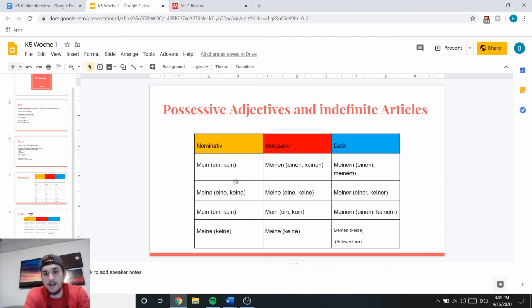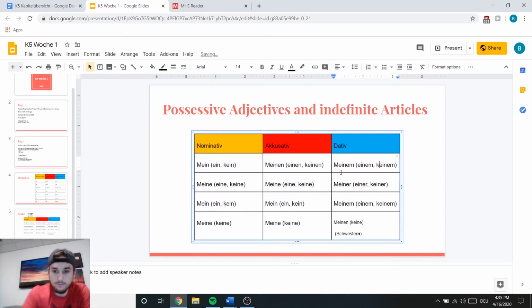Ja, so mein, ein, kein, meinen, einen, keinen, meinem, einem, keinem. Also das soll keinen sein, ja. Keinem, Entschuldigung. So ja, meinem, einem, keinem. Ja, meine, eine, keine. Meiner, einer, keiner. Mein, ein, kein. Meinem, einem, keinem. Meine, keine. Und meinen. Und das soll keinen sein, ja. So, meinen und keinen. Und nochmal, ja, wenn wir hier einen Nomen haben, wir werden immer einen Nomen haben, ja, aber das hat auch n am Ende, ja.